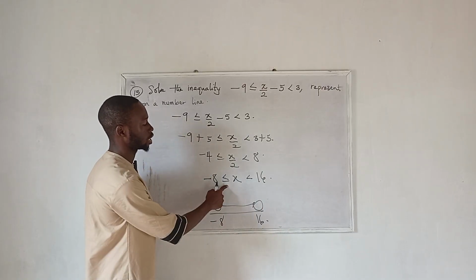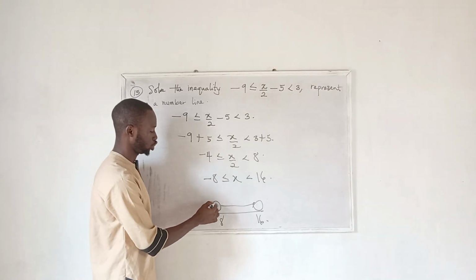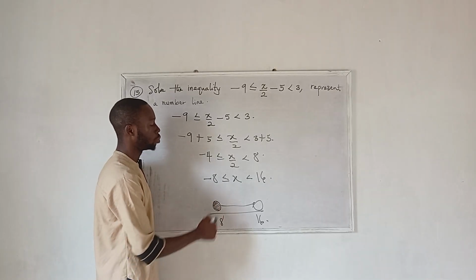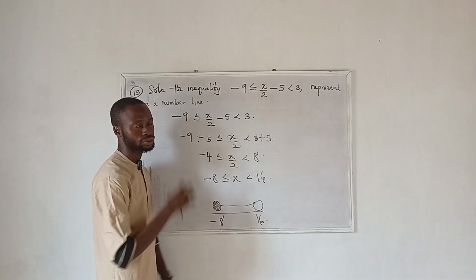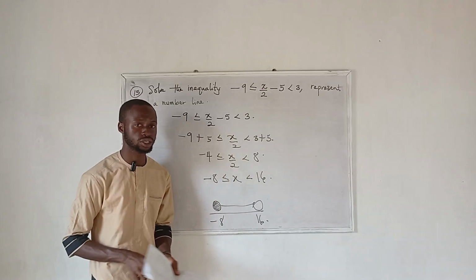Now you notice that this has an equal to sign. You shade here since it has an equal to, or if it doesn't have, you could leave it. Is that okay? If it doesn't have, you could leave it.